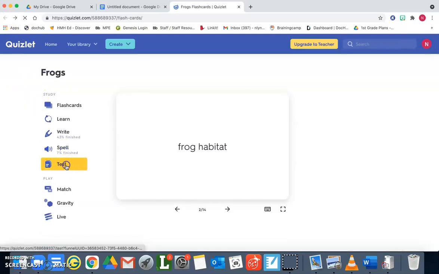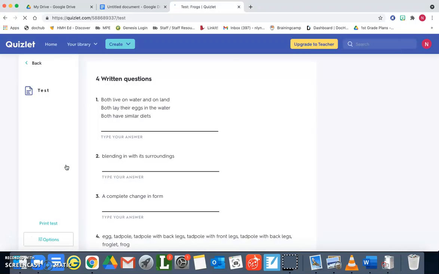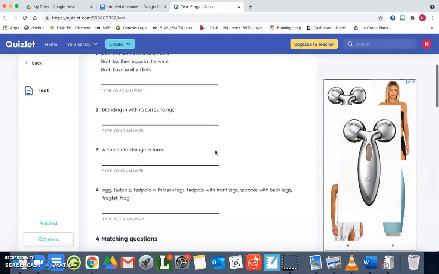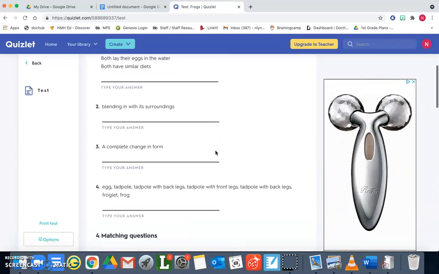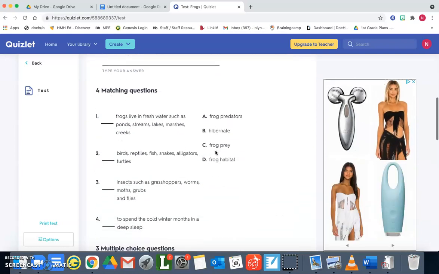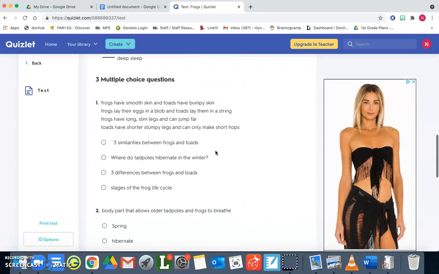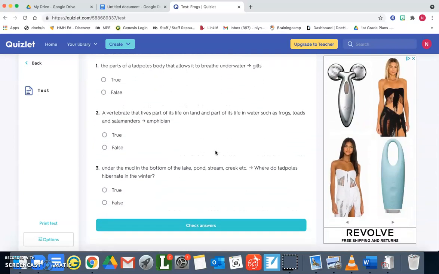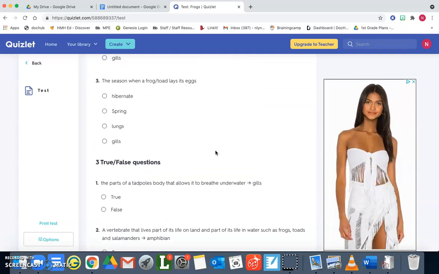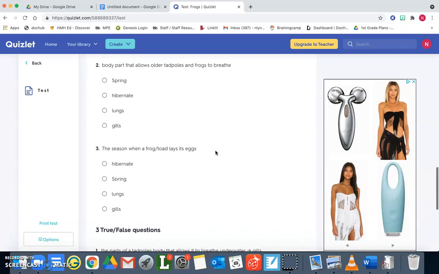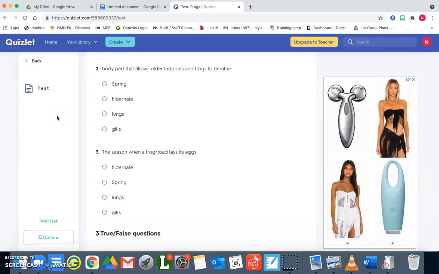Okay. The test is in order to make sure that they can put all the information together, and it uses all different formats and questioning that could be used on a test. You have your short answer, you have your matching, your multiple choice, which is really nice, true, false. These are all different formats that students need to get used to answering questions different ways, and it's good practice for them to do that.